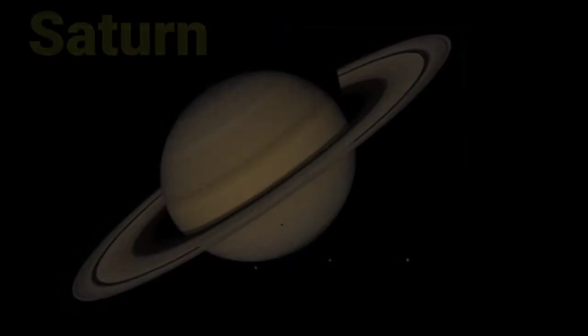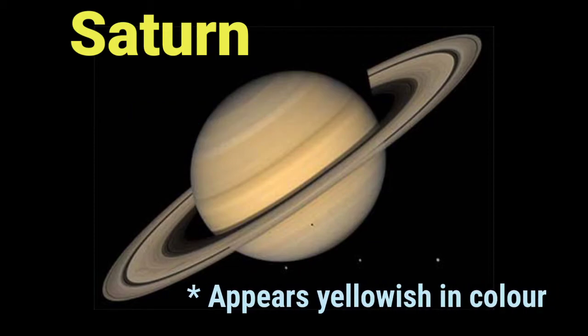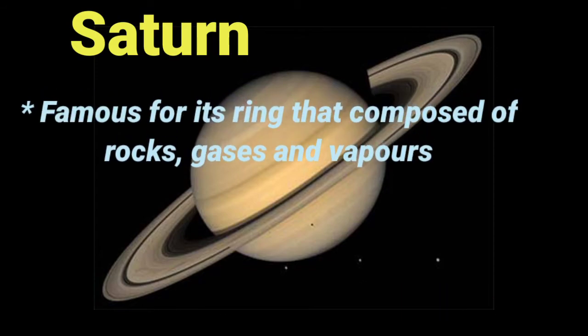Next is Saturn. Saturn is the second largest planet in the solar system after Jupiter. It appears yellowish in color. It is famous for its rings, and the rings around this planet are composed of rocks, gases and vapors.